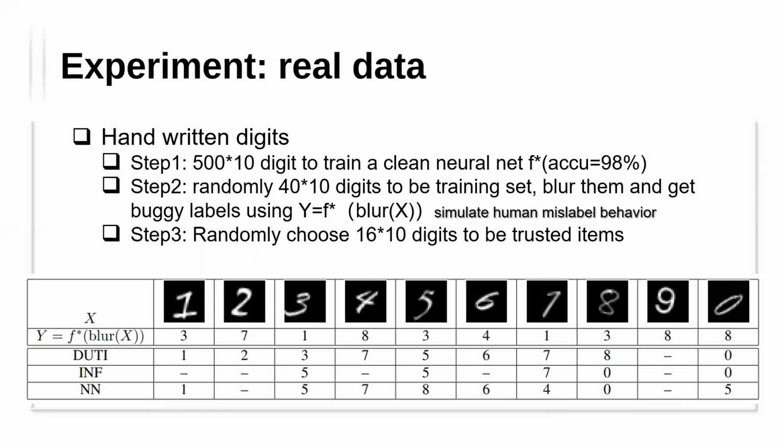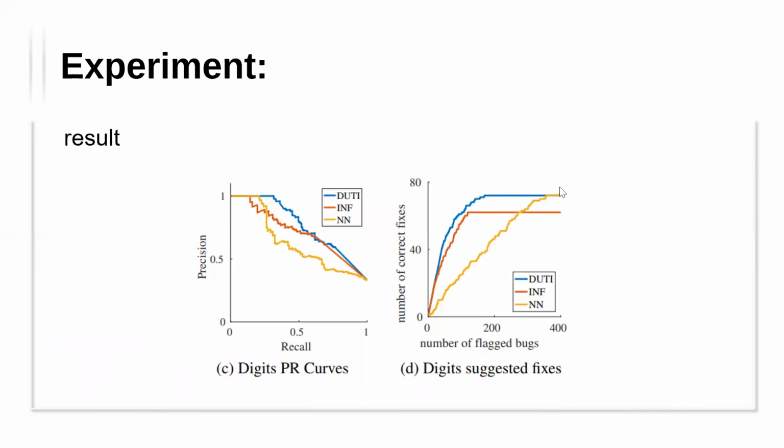And then they replace the labels. This process tries to simulate mislabeling by humans. And step three is to randomly choose 16 per digit to be trusted items. The result also shows duty is the best. And from chart D, they set the budget to different numbers and calculate the number of correct phases.